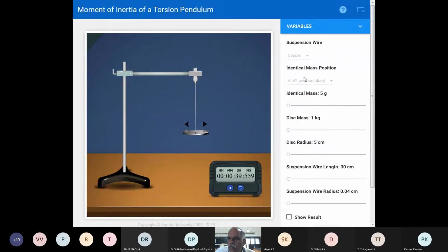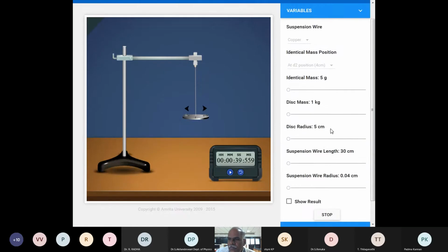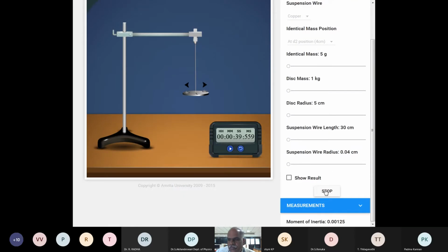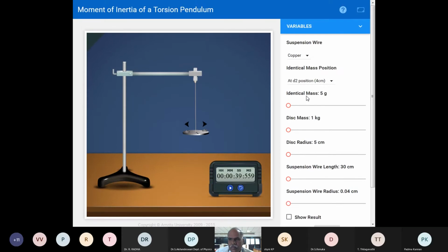So the D2 distance. So trial 1 is taken. So again we will repeat the same procedure, and we will take trial 2. So that is entered in the tabular column. So we will go to the tabular column.